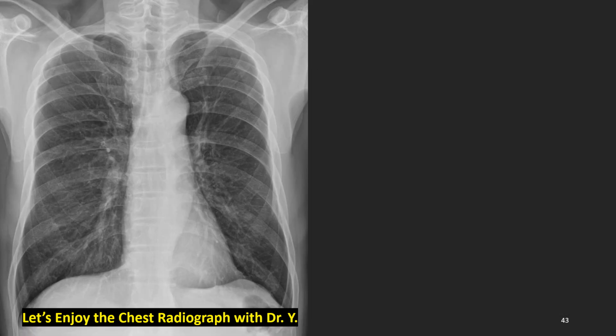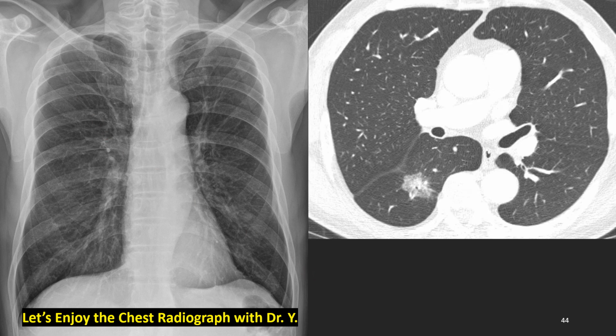Let's look at this film. Absolutely normal looking. Although we found nothing abnormal with the chest radiograph, we found a 2 centimeter ground glass nodule of adenocarcinoma in the CT. Regrettably, this kind of things sometimes happens with the chest radiograph. We can't help it.